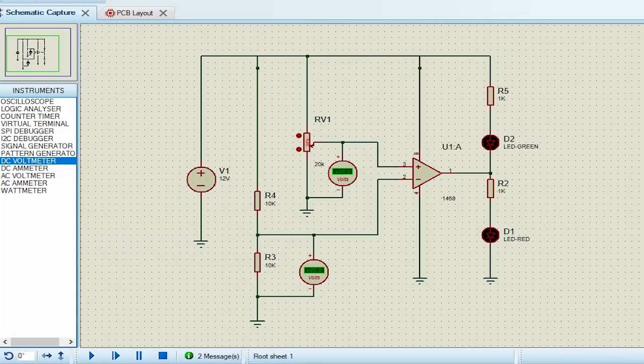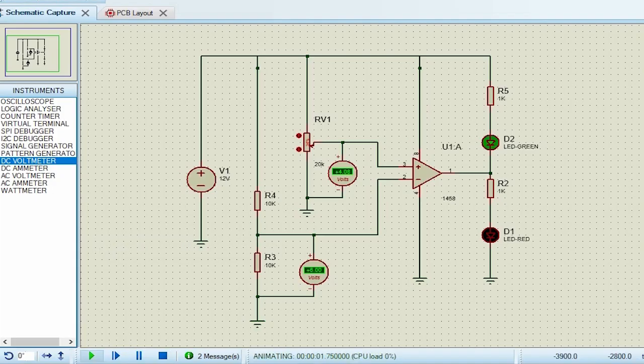On the other side, at the non-inverting input, we have a 20K potentiometer. We also have a voltmeter to check what voltage we have at each moment. This 20K potentiometer is going to give us a variable input, and at the output we have two LEDs, each polarized with a 1K resistance. Let's see it in operation.